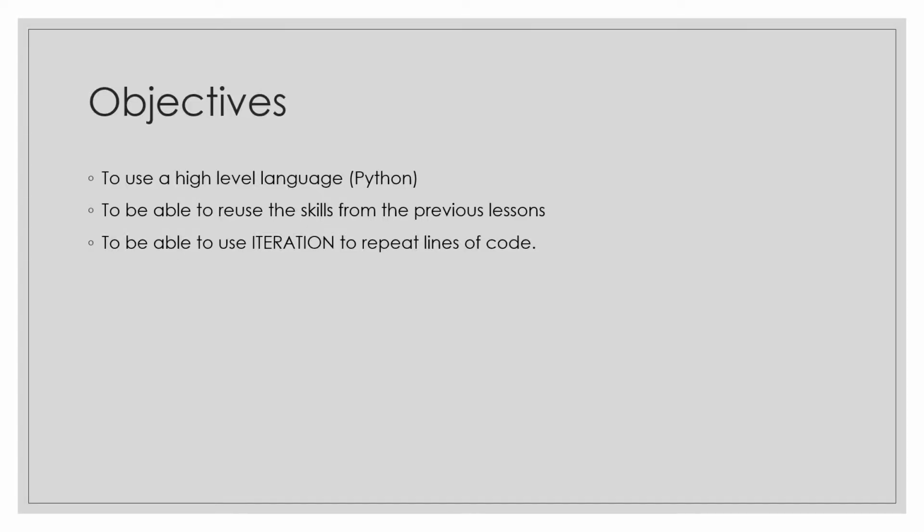So by the end of this session, what we want you to be able to do is reuse the skills from the previous lesson, drawing lines, turning, by making Adrian move around. But we also want you to be able to use the concept of iteration. Now, iteration is the ability to repeat things, and in this case, repeating lines of code.